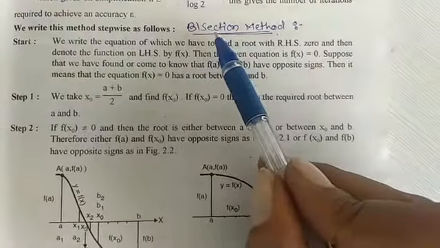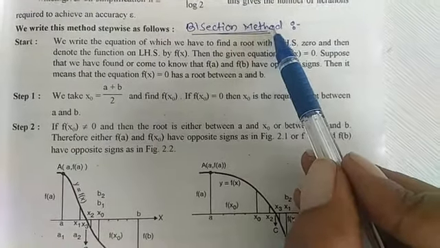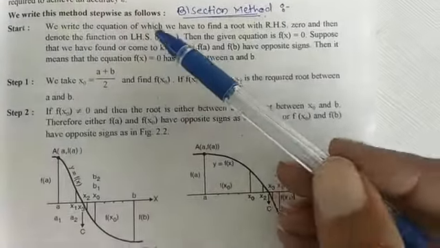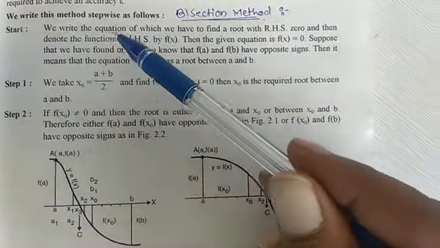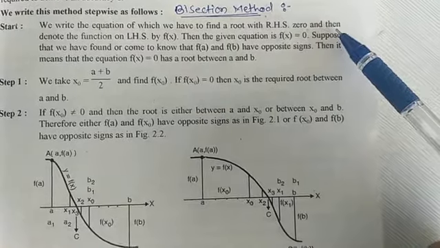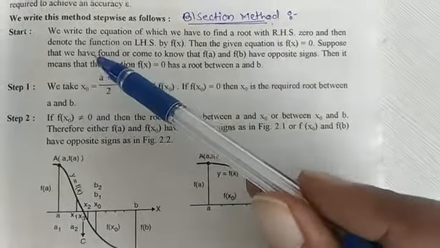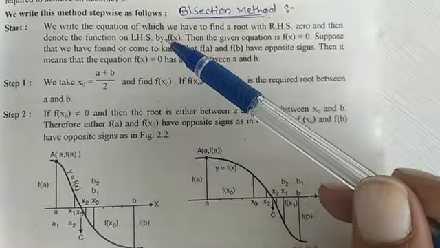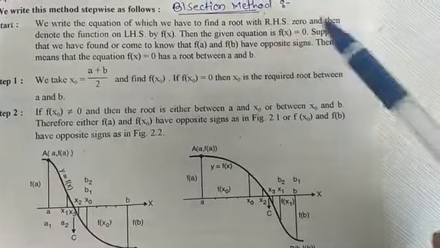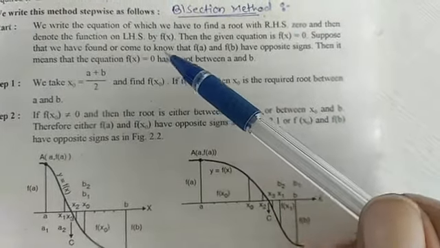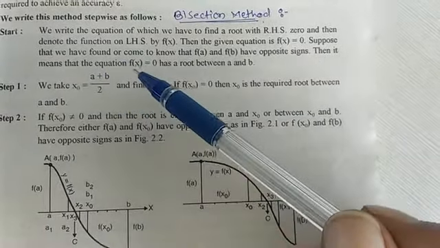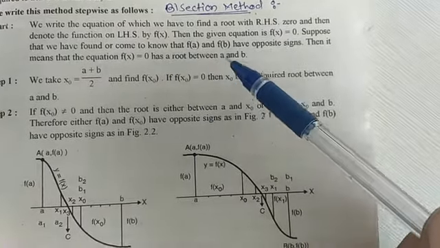Now we go toward our first method, the bisection method. Its algorithm is as follows. First, we write the equation whose roots we have to find with RHS as 0, that means f of x is equal to 0, and denote the function on LHS by f of x. Then the given equation is of the form f of x is equal to 0. Suppose we come to know that f of a and f of b have opposite signs. Then it means that the equation f of x is equal to 0 has a root between a and b.